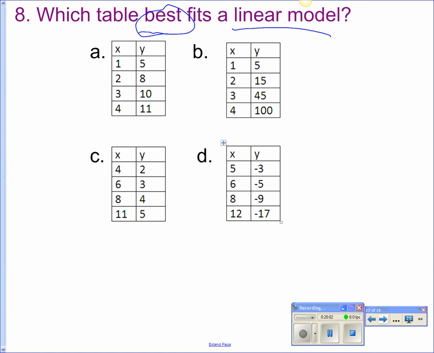So the best one, put your calculators down, pencils down. The best one is either going to be r equals 1 or r equals negative 1. Write that down, and there won't be two answer choices that work. The one that's best is r equals 1 or r equals negative 1. All right, so go ahead and start. You're going to do each one separately and write down the r value on your paper for each one.